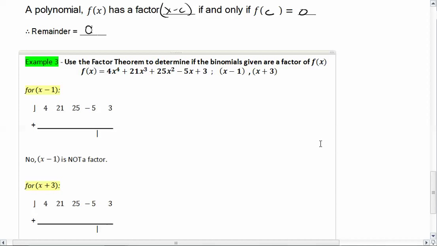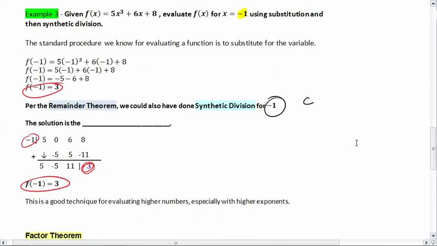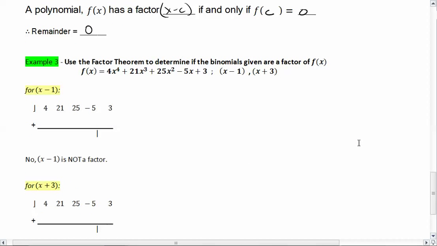So let's do some examples and use the factor theorem to determine if the binomials given are a factor of f of x. So we have some binomials, x minus 1 and x plus 3, that we're going to compare, and we're going to try to find if those are factors of this big crazy equation. So we start with 4x to the 4th plus 21x cubed plus 25x squared minus 5x plus 3. So we can rewrite this using synthetic division. So we put 4, 21, 25, negative 5, and 3. We have x minus 1, so our c is a positive 1.